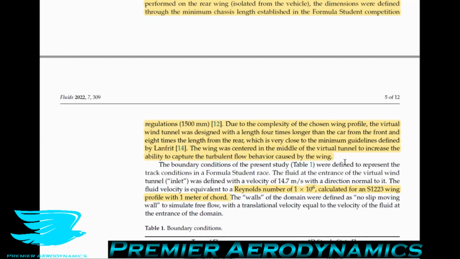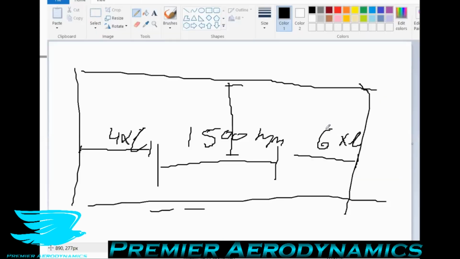So they say here, due to the complexity of the chosen wing profile, the CFD wind tunnel was designed with a length 4 times longer than the car from the front and 8 times the length of the rear. Sorry, 8 times, not 6 times. It should be an 8 here.